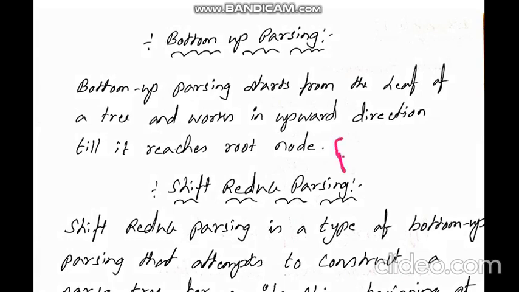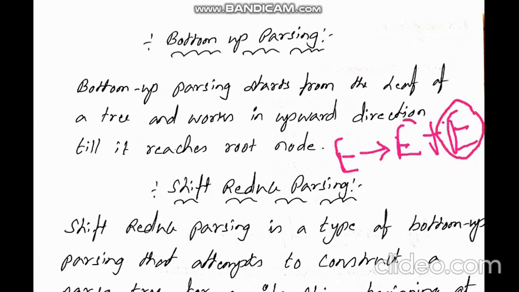So as you all know, this is the basic production: E tends to E plus E, for example, right? In this E tends to E plus E, you can see that this is the rightmost non-terminal and this is the leftmost non-terminal. In between, there is an operator called plus.